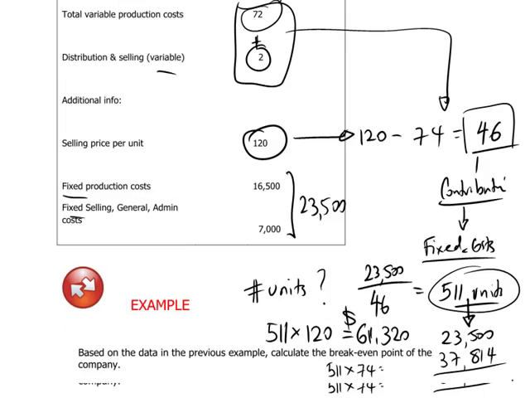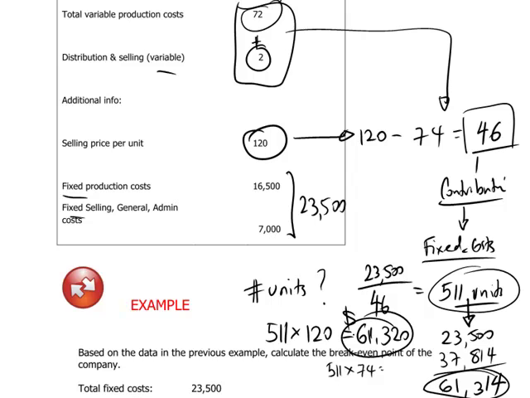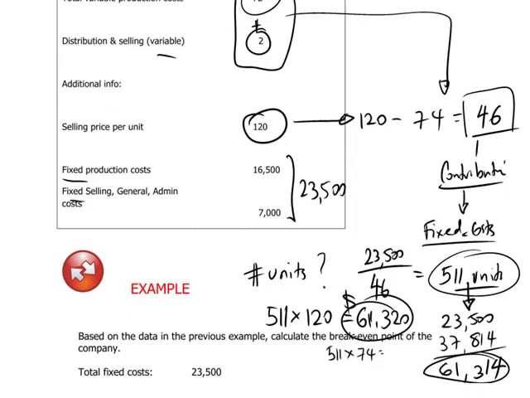37,814. There may be a rounding difference in here. We won't let rounding differences disturb us or establish the principle. And the answer is the costs come out to 61,314, which is near enough to 61,320. That's near enough to a break-even level as we can get, given the fact that we had to round this answer to the nearest whole unit.